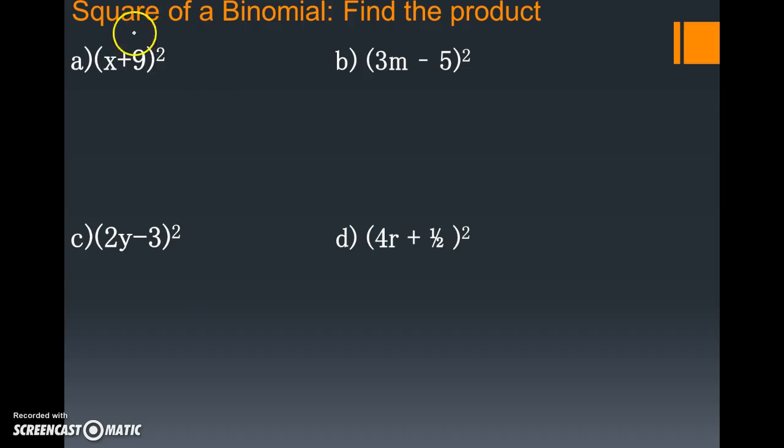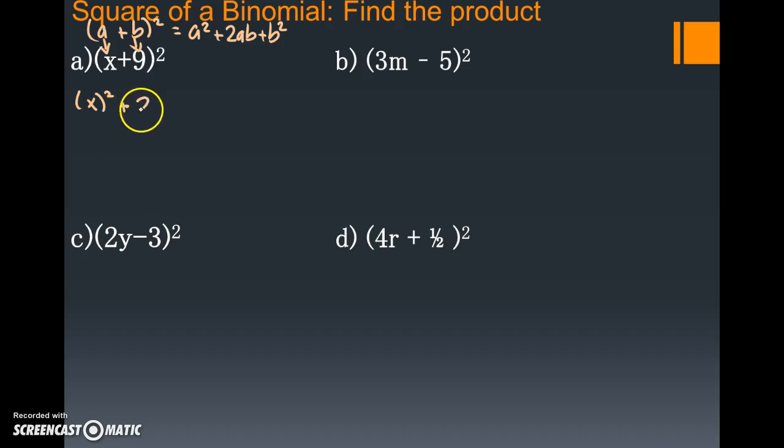So we're going to use this pattern, (a + b)² equals a² + 2ab + b². For this problem, if you look at it, it lines up nicely. This is your a, and this is your b. So wherever I see a, I'm going to write x², and wherever I see b, I'm going to write 9.